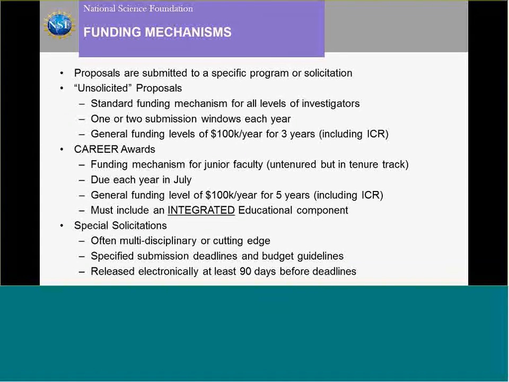Funding mechanisms that we have: the interestingly named unsolicited proposals is our standard mechanism for all investigators. That is funding at about $100,000 a year for 3 years, including indirect costs. So we do not have lots of money, but it can be money that can help you get projects moving forward. The career awards are for junior investigators, so untenured but tenure track, and that's 5 years, but at the same $100,000 a year level.